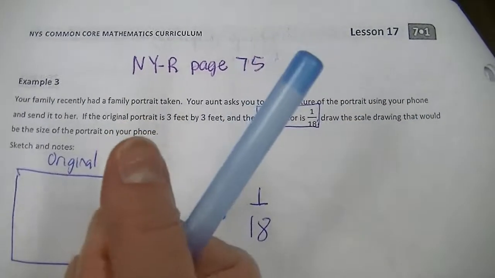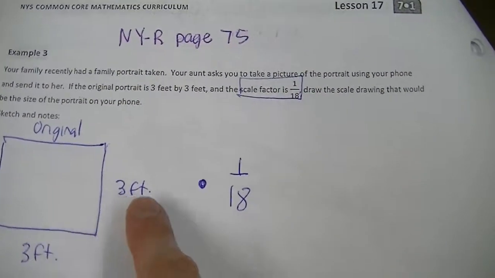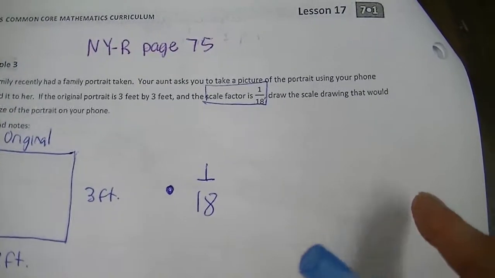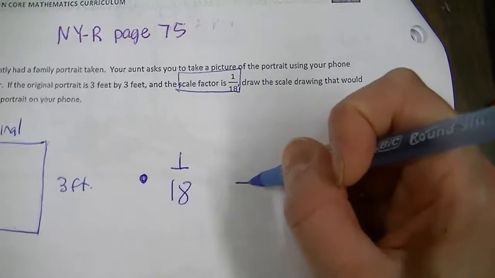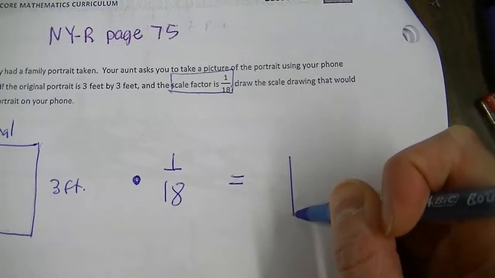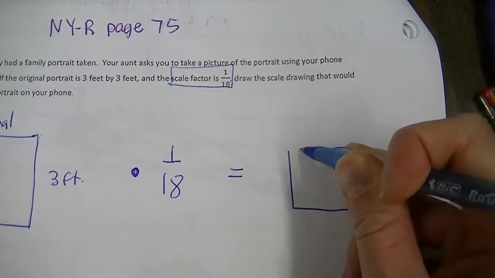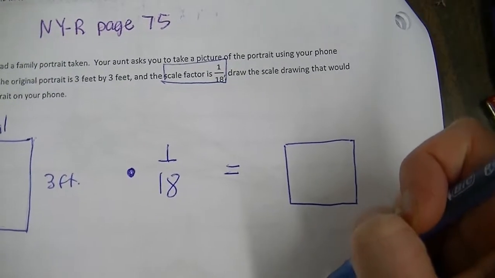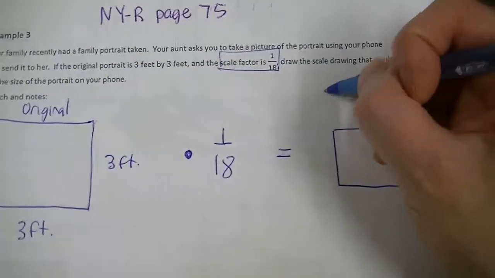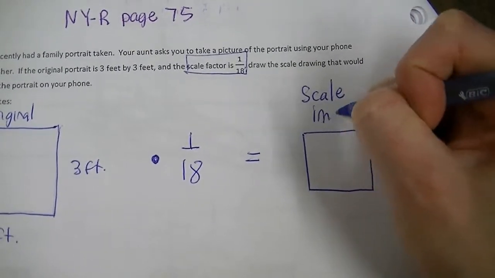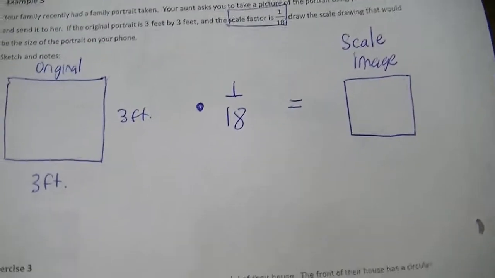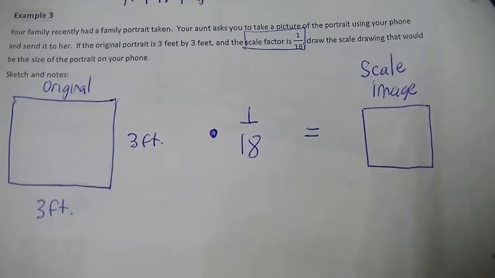So you took a picture on your phone of this original, and what happened was, when you take a picture on your smartphone and you're looking at your smartphone, it appears smaller. So that would give you the scale drawing image of it. And we got to figure out the dimensions of that scale drawing, okay? Or scale image, I wouldn't say drawing.